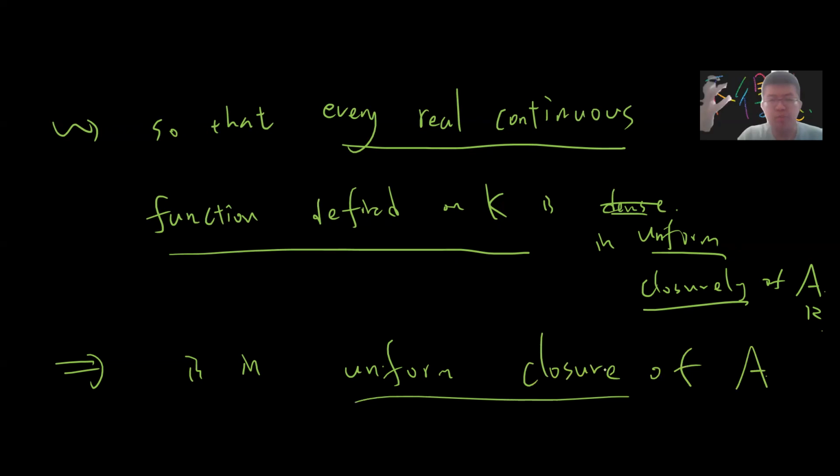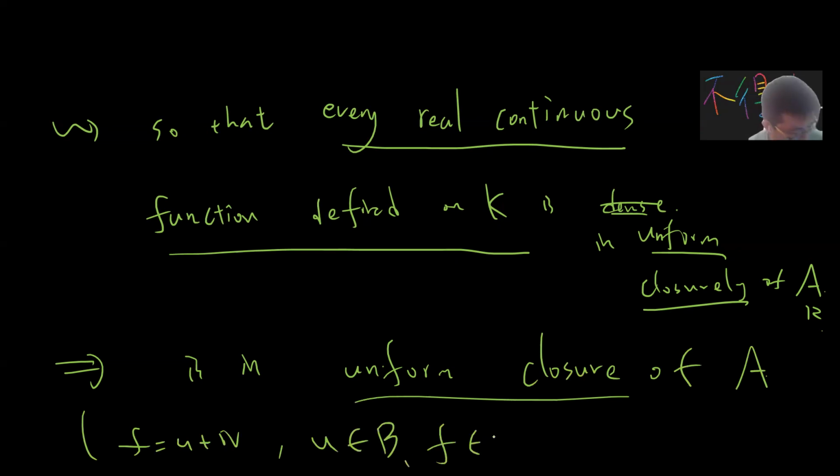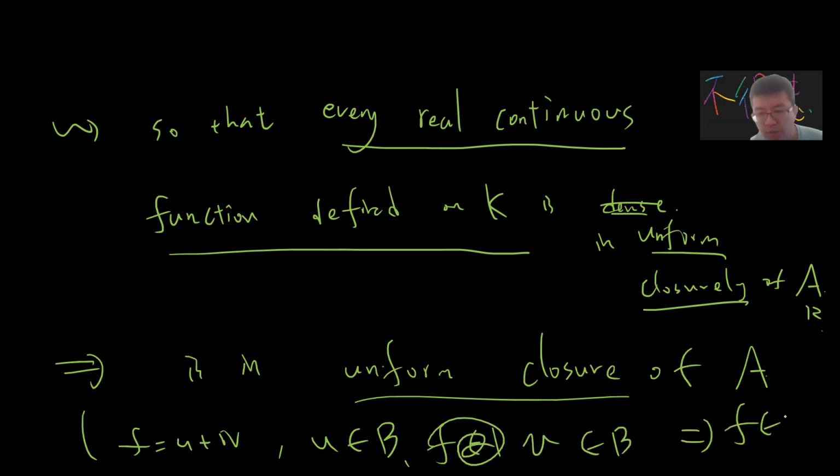Okay, so you proved the real part is in the uniform closure of A, right? You can easily show that the imaginary part is also in the uniform closure of A, with a similar approach. Okay, so also, let's say f is u plus iv, right? So now u belongs to B, and also v belongs to B. So f belongs to B.